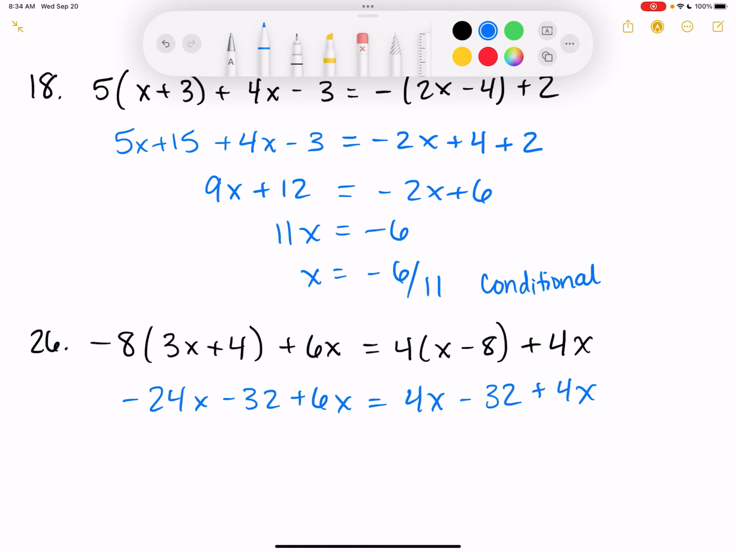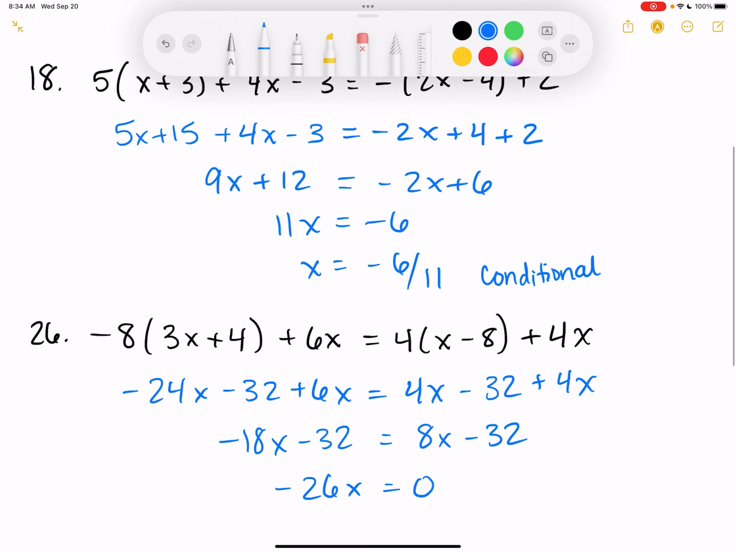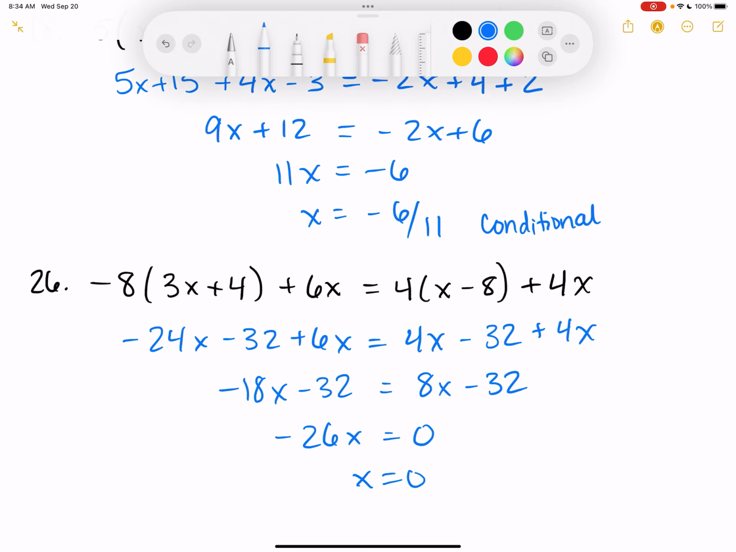Combine like terms, so I've got negative 18x minus 32 is equal to 8x minus 32. So subtract the 8x, so that's going to give me negative 26x is equal to, add the 32, so 0. So x is equal to 0. And again, that's conditional. Any questions about solving those?